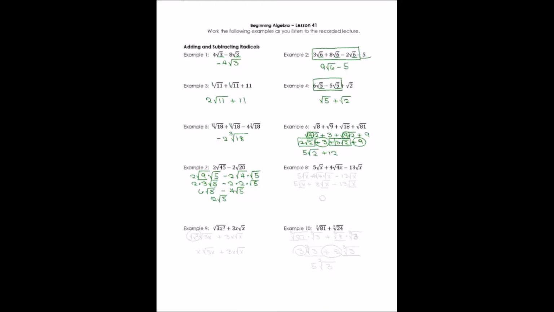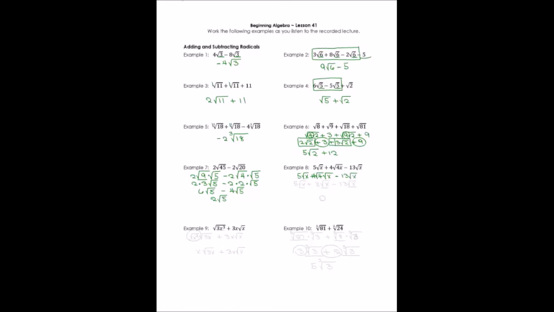Example number 8, I'm going to be doing some more combining. What I've got is 5 times the square root of x, which cannot be simplified any, so I'm just going to write that down, plus 4 times the square root of 4x. Well, that would be plus 4 times the square root of 4 times the square root of x. I'll just separate those out because 4 is a perfect square, minus 13 times the square root of x.